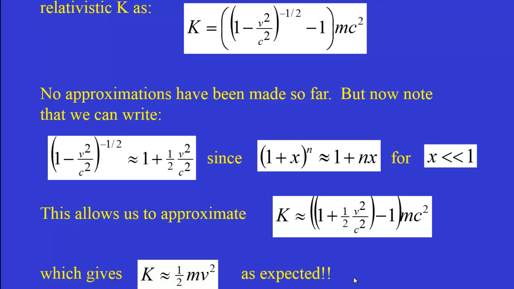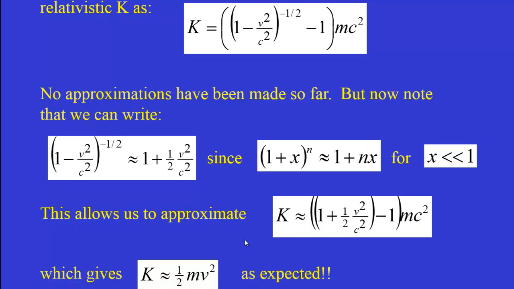Now, the fact that the more general expression that works for all speeds reduces to the classical expression that we're familiar with in the case of slow-moving particles, that gives us great confidence that these two expressions indeed are consistent with one another. And so it's a great technique to use if you have a rather complicated looking expression and you want to see approximately how it behaves. You can often use these approximation formulas to do that.